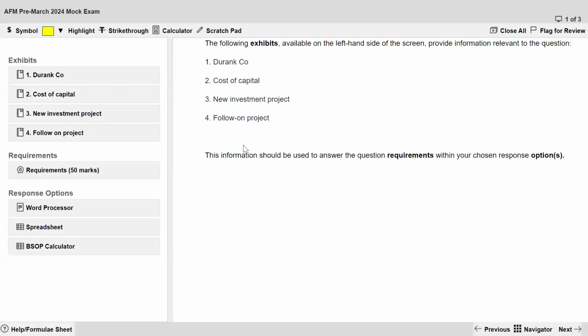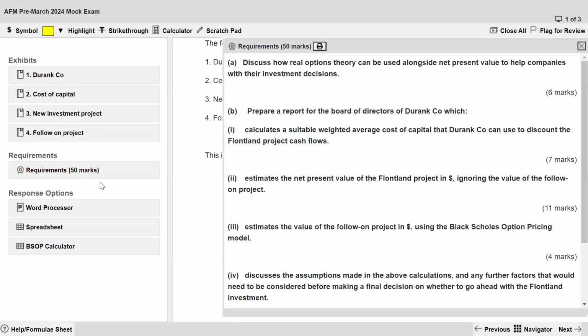The first question is about section A. The following exhibits available on the left-hand side of the screen provide information which is relevant to the question. The next thing is that there are these requirements. So I'm just going to look at the requirements and see what they are.